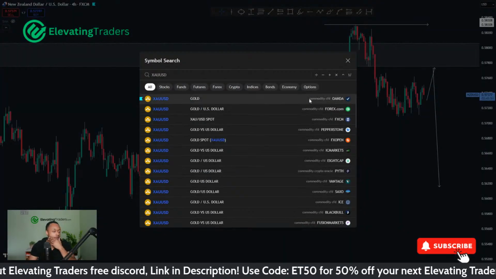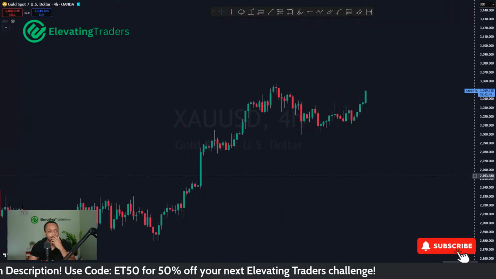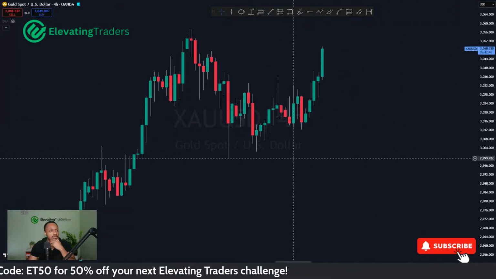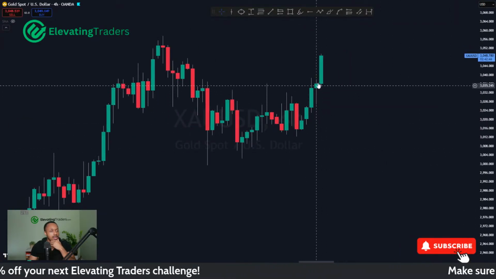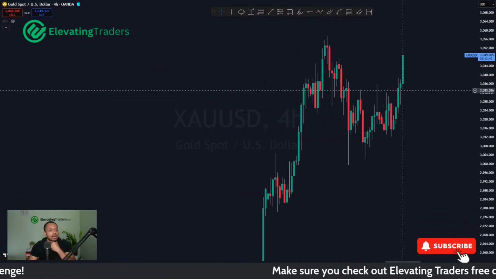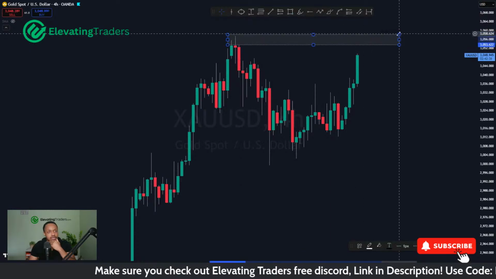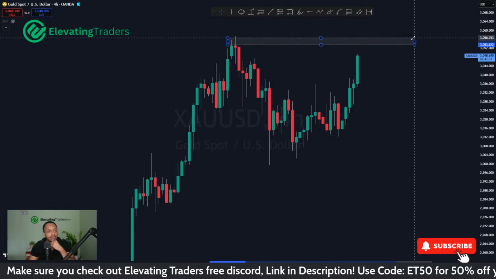Now, in terms of gold, we did see a bit of, oh, wow. Damn, gold's flying. I didn't see that happen. Last time I looked at gold, we had this candle closure here. I did not see that happening. Anyway, gold looking very bullish. Looks like it's about to smash into highs. That's gold for you, I guess. You just blink and you miss it.